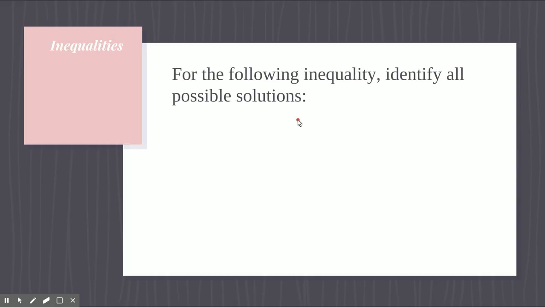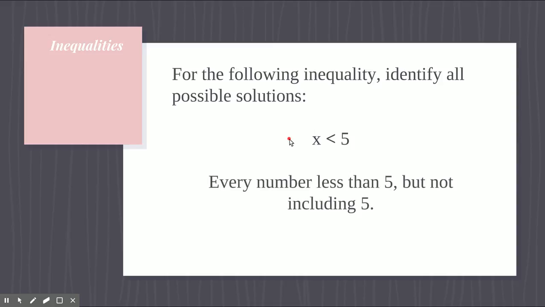All right, inequalities. For the following inequality, identify all possible solutions. So this one says x is less than 5. Since it does not have that line underneath it, it cannot be equal to. So that means that every number that is less than 5 is a solution, but 5 is not included. So you would start at 4 and you would go down: 4, 3, 2, 1, 0, -1, and so on. All of those would be solutions because they're all less than 5.